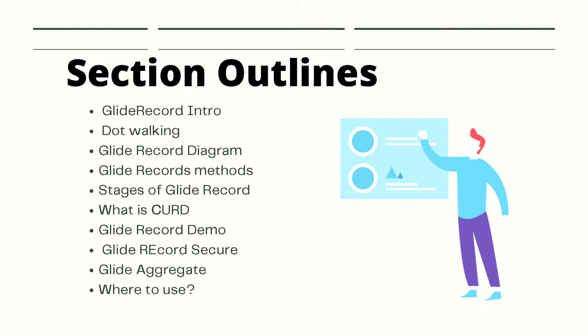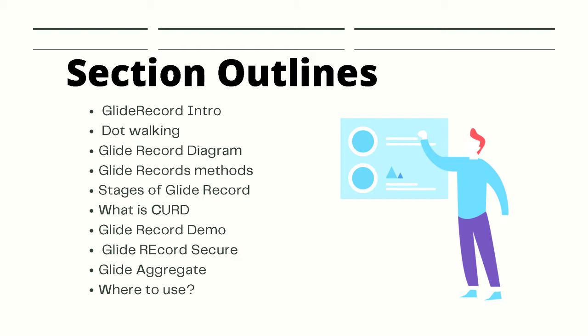So the GlideRecord section will start with an introduction to GlideRecord, followed by a quick analogy to help solidify our understanding. Then we'll jump into the show me the code section, where we'll go over a brief snippet of code to show you what exactly the API looks like in a scripting environment. After that, we will cover a very important topic in ServiceNow called dot walking. Next, we will cover the GlideRecord API diagram, where we will take a look at some of the properties and methods associated with GlideRecord.